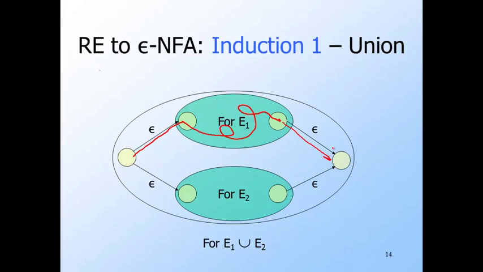Notice the fact that there's no way to get into the green thing labeled for E1 and no way to get out of it except, as I've shown, guarantees that the path from here to here must either go through E1 or through E2. There are no other options.